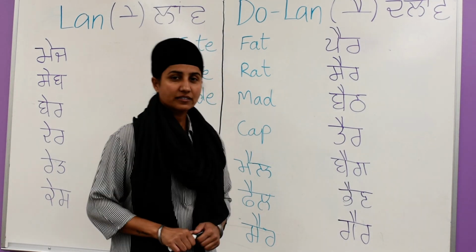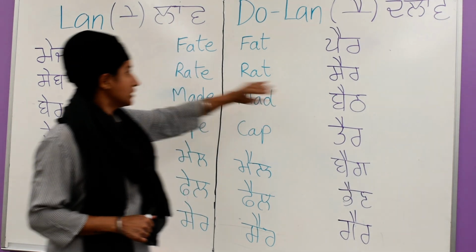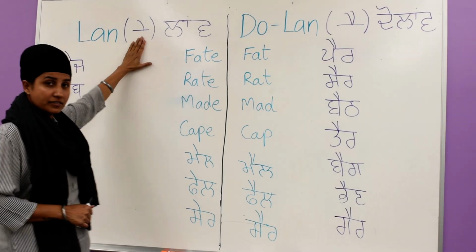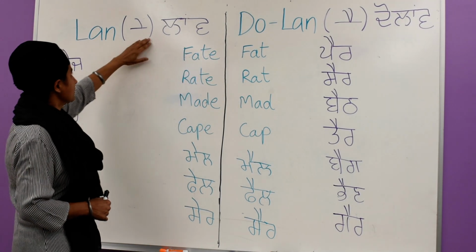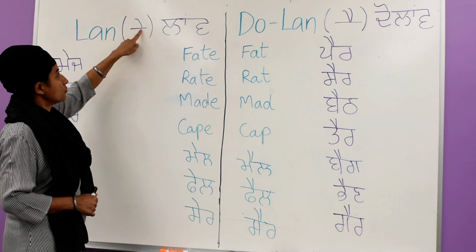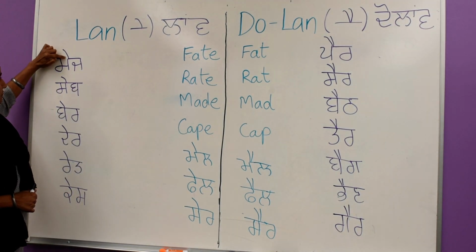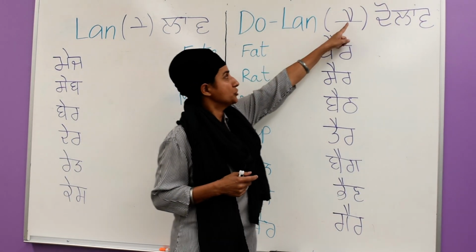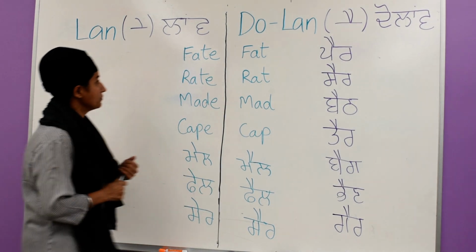So let's start learning lam and Do-Lanv. Today we are going to do the comparison between lam and Do-Lanv. Some people call it lama and Do-Lama. Same thing. Lam is just one on the top, like this, and Do-Lanv, like it says, is two. So two on the top. Lam is one on the top.